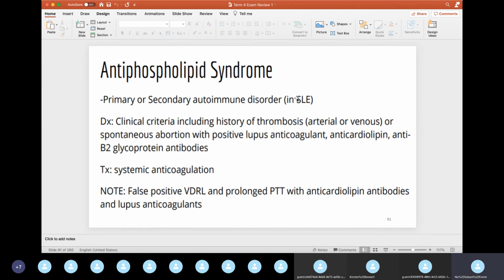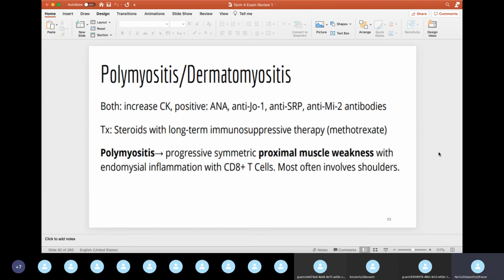Antiphospholipid syndrome, this is associated with SLE. Remember, it can have a false positive VDRL. Why? Because of anticardiolipin antibody. So if you test them for syphilis via VDRL, it can have a false positive result because they can react to the cardiolipin in the test, okay? That's antiphospholipid syndrome. Did you talk about polymyositis and dermatomyositis?